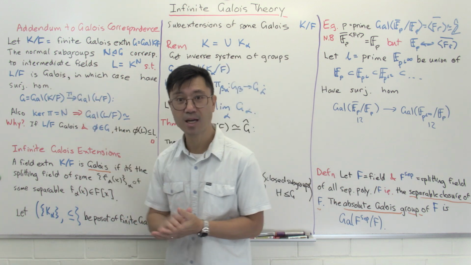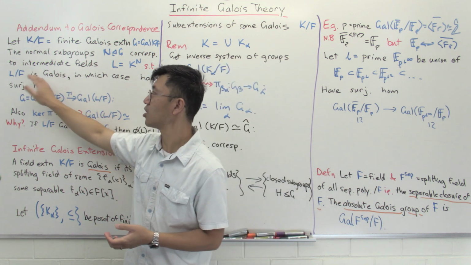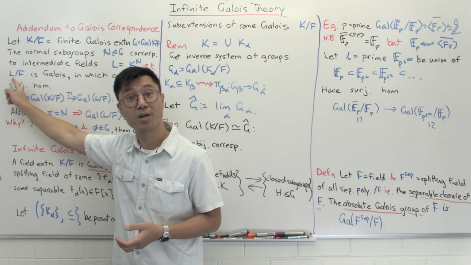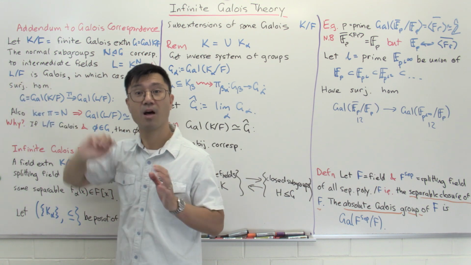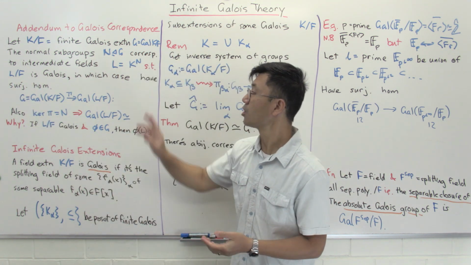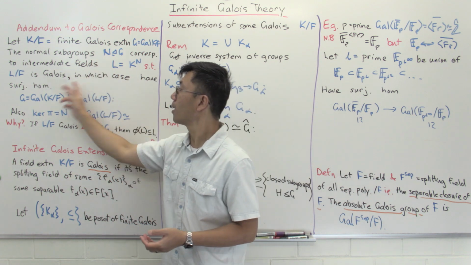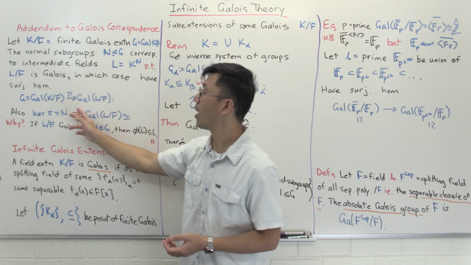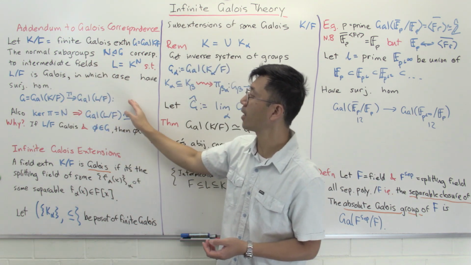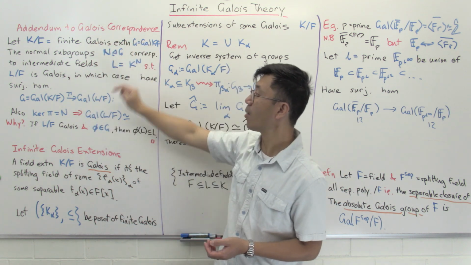So in this case, you can say even more. One of the natural questions is that, well, if this is Galois, then we want to know what the Galois group of L over F is. A very, very natural question. So this is the little result that we have, that's very important for us. Okay, so this is the addendum to the Galois correspondence.